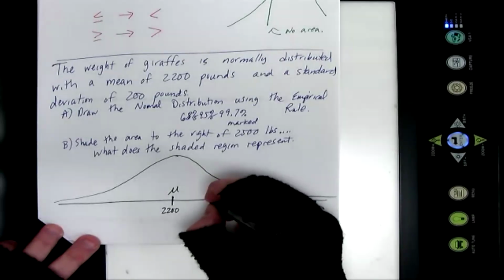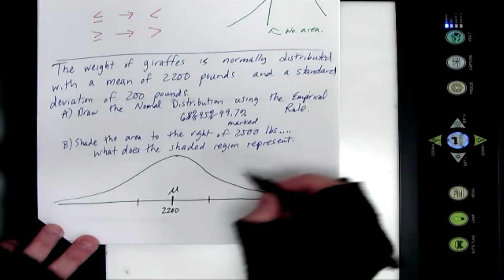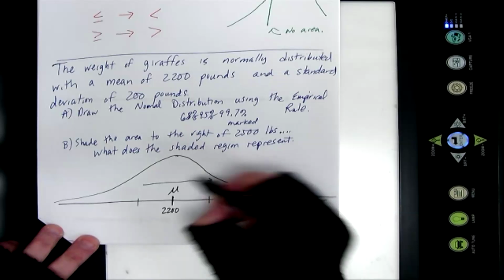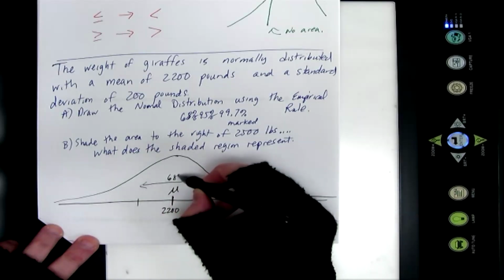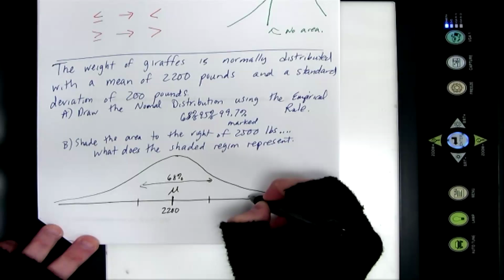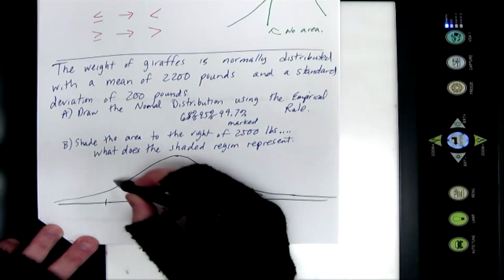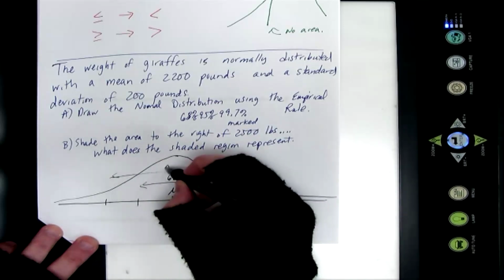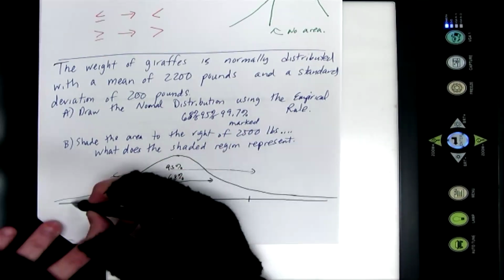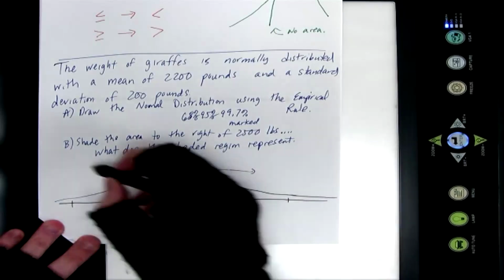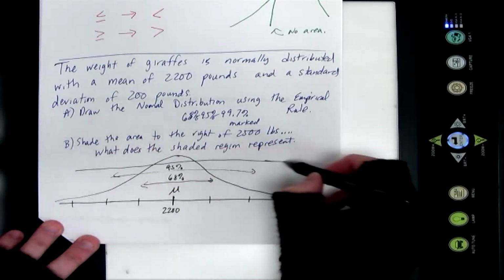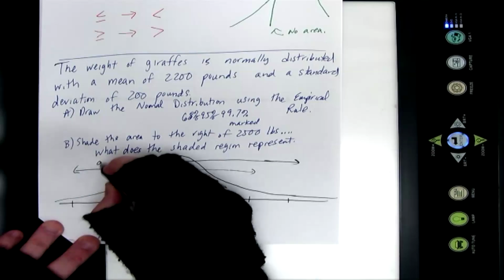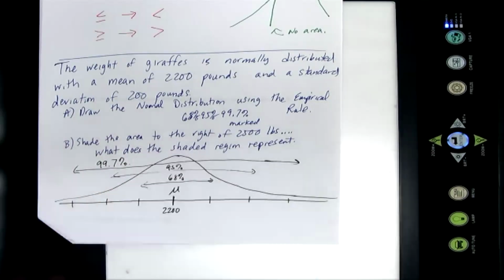Yeah, 1, 2, and 3 deviations. So this is the 68%. Then we'll go out another deviation to represent the 95%, and we'll go out a third deviation to represent 99.7%. What values go underneath it?